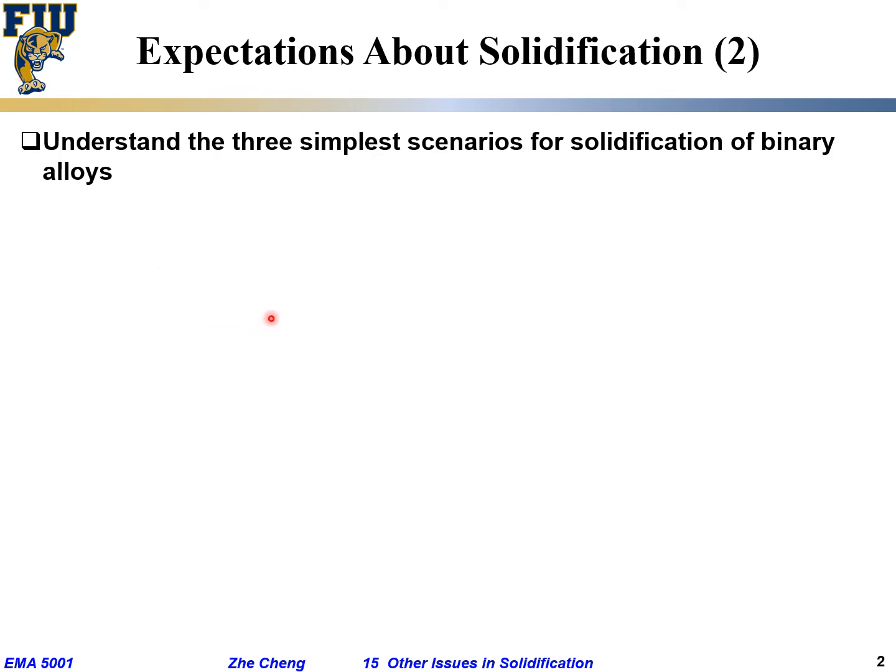And the third one we mentioned is no diffusion in the solid and diffusion mixing in the liquid phase. For each of them, how do we understand the local composition change over time?